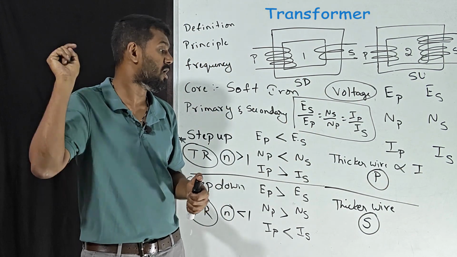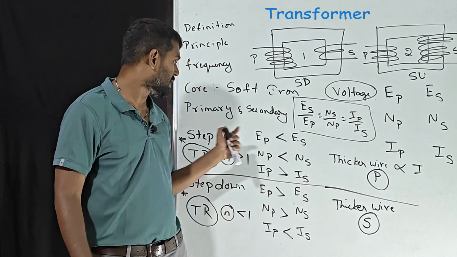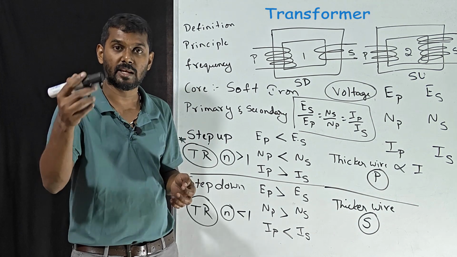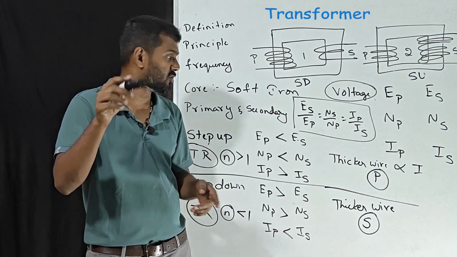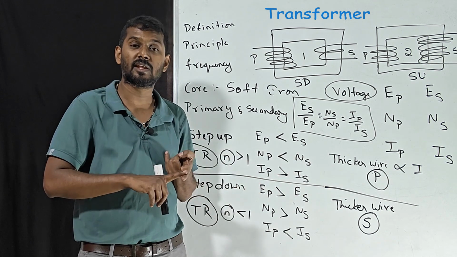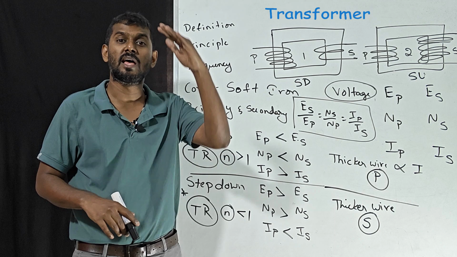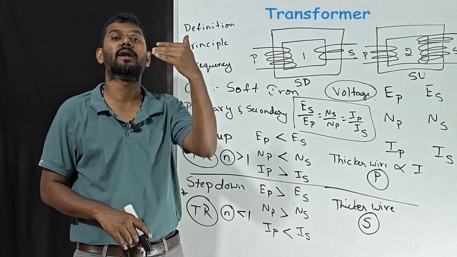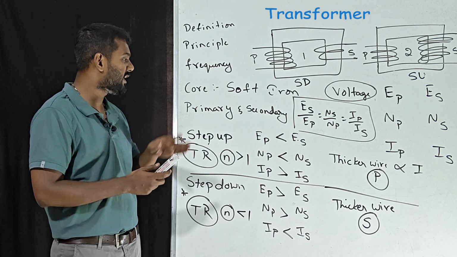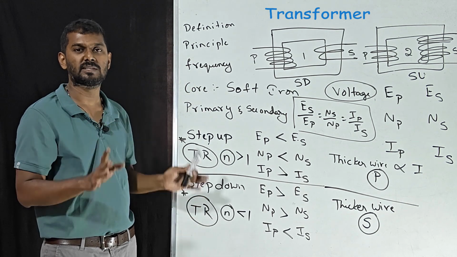They'll ask one more question. Why the thickness of the wire should be greater at primary in step up transformer? The reason is more the thickness, less the resistance, so more current it can withdraw. Why the wires have to be thicker? That means more the thickness, less the resistance, so more current can flow. This is the reason why we have to use thicker wires. So these are some basics, complete basics about transformers.